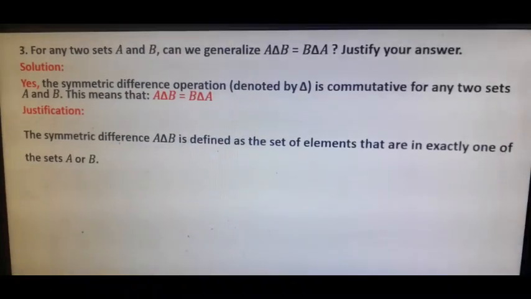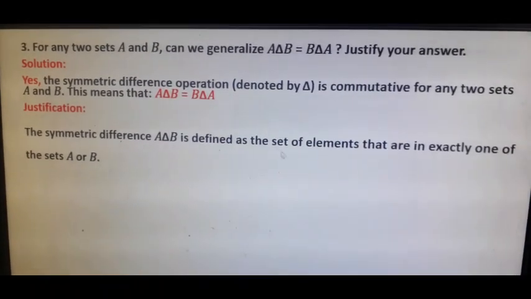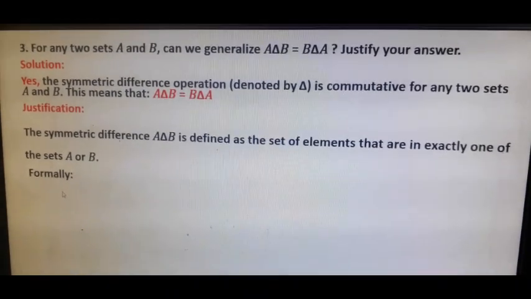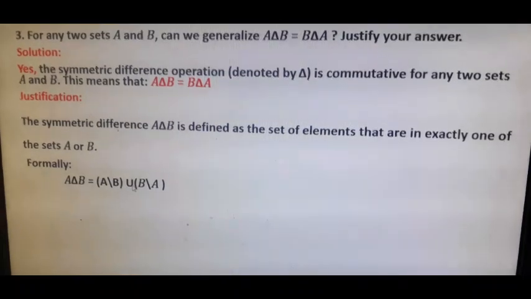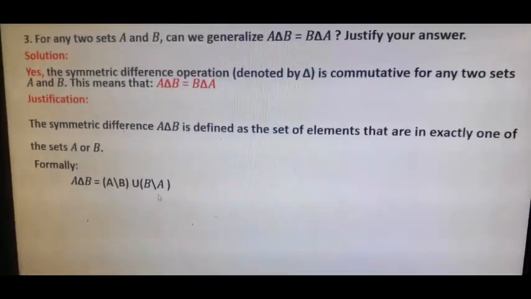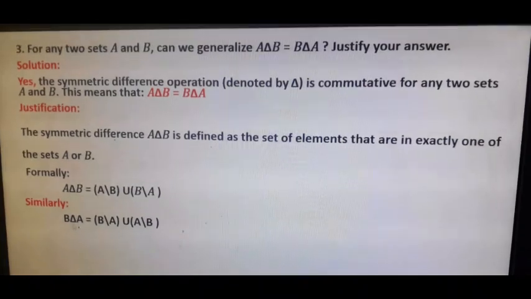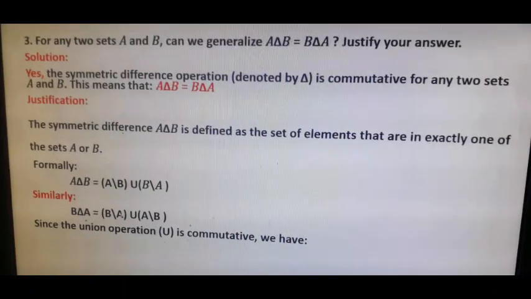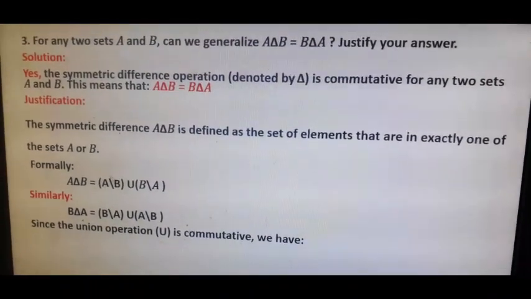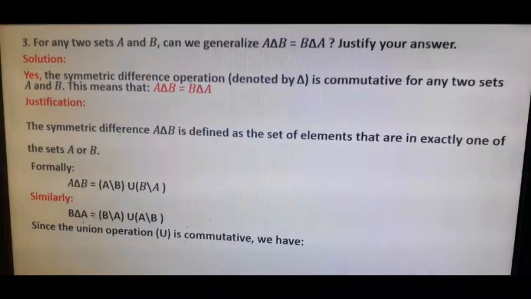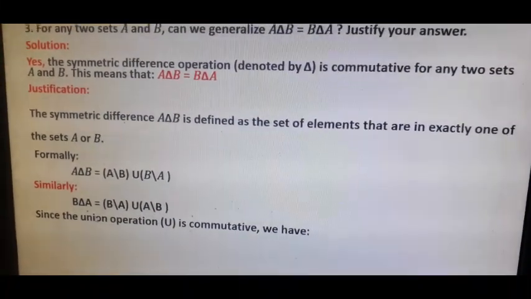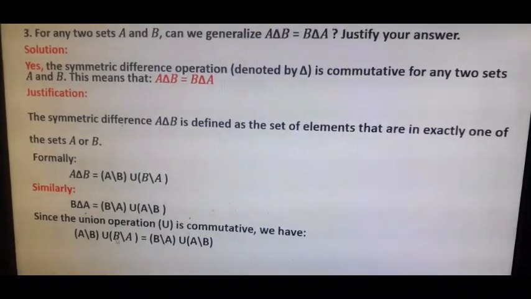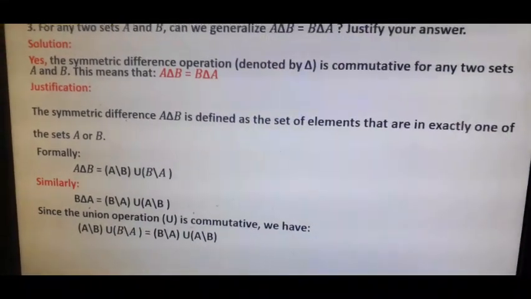Justification: the symmetric difference A delta B is defined as the set of elements that are in exactly one of the sets A or B. Formally, A delta B is equals to A without B union B without A. Therefore, B delta A means B without A union A without B. So this is the commutative property. A without B union B without A is equals to B without A union A without B. Since the operation union is commutative, we have what? A without B union B without A is equals to B without A union A without B.